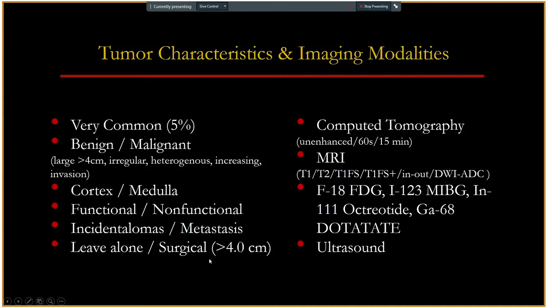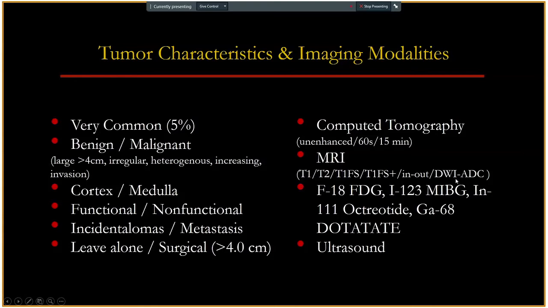Typically, lesions more than 4 centimeters in size are removed by the surgeons. We use multiple imaging modalities. CT is most commonly used. CT adrenal protocol includes an unenhanced CT, portal venous phase, and a 15-minute delayed sequence. For MRI, we do our typical T1 and T2 weighted images, T1 fat saturated images, T1 fat saturated images with contrast. We acquire in and out of phase images, and we also acquire DWI and ADC maps.